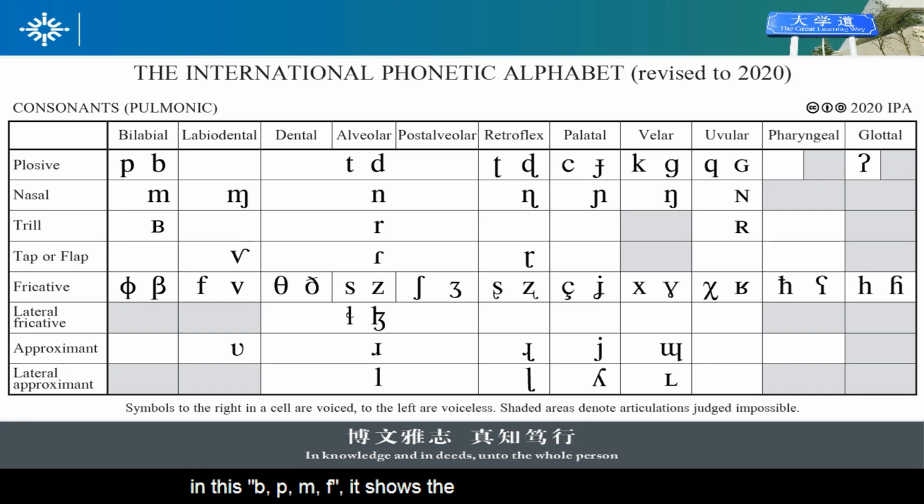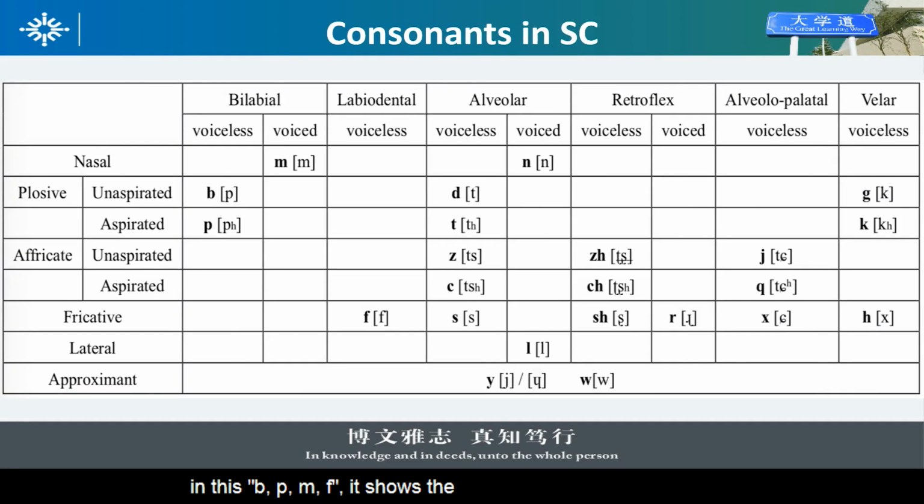In 波破摩佛, it shows the Hanyu Pinyin writing and also the IPA transcription. So you need to understand them in a general, whole way. Because 波破摩 belongs to the bilabial, 波破 belongs to the plosive or stop, and mo is a nasal sound, and so on and so forth. They are very important to understand the situation of Chinese consonants as a whole.